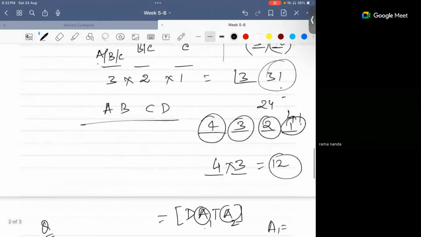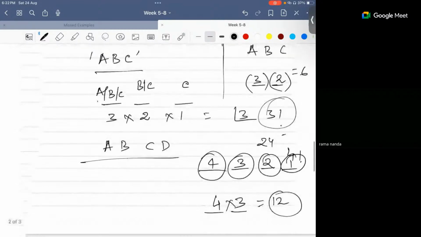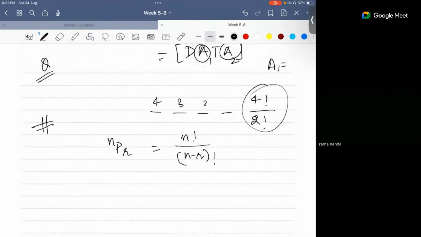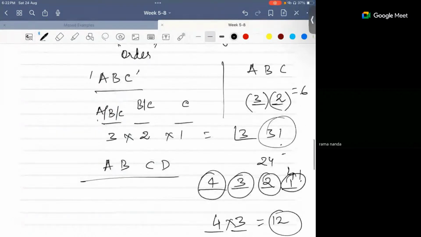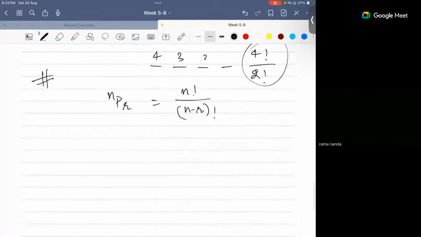In the first case, we had to use all three words, that is basically nPn. If you have nPn, then you are left with n factorial only. In the second case, I said out of three you have to choose two and then arrange, so you can write 3P2. That will be 3 factorial upon 1 factorial. So you will get the same answer.